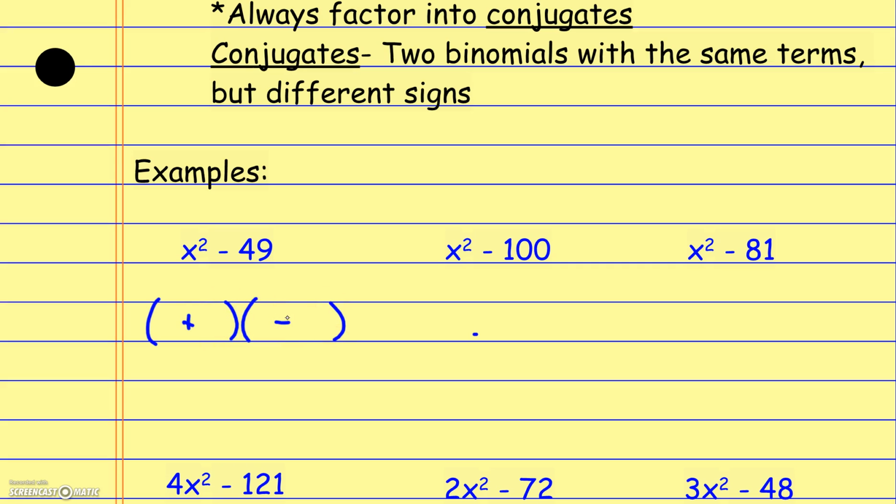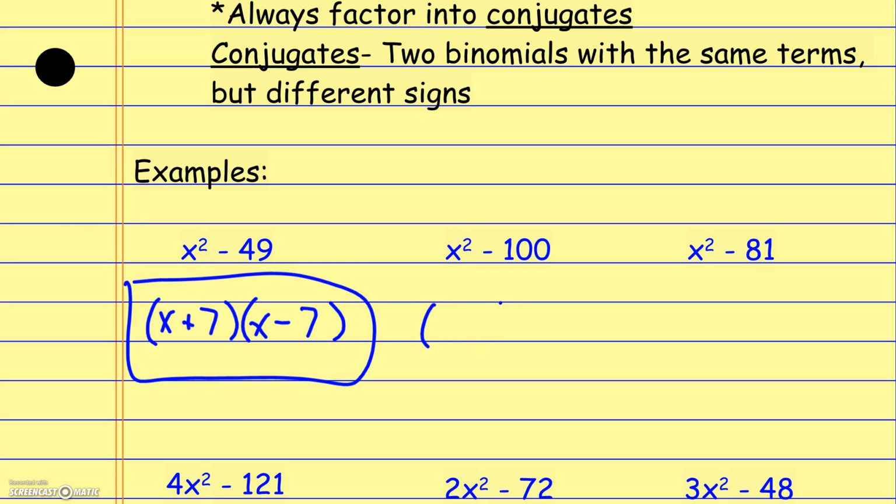And then I just look at this and say, okay, what times itself will equal that x squared? Well, it's going to be an x. So those are my first terms. What times itself will equal a 49? In other words, the square root of that thing? Well, that's going to be a 7. All right, so my second term here is 7, so it's an x plus 7 and an x minus 7. All right, so we kind of think of it in terms of the square root, and then we just do conjugates from there.